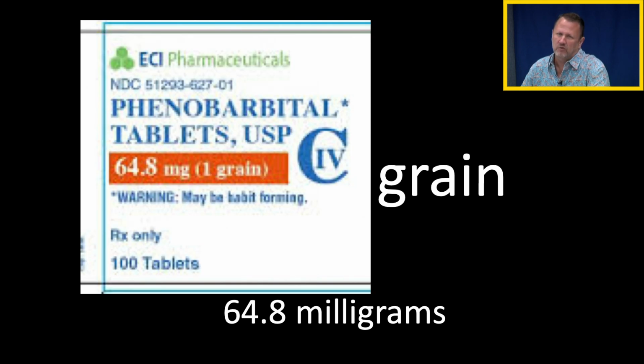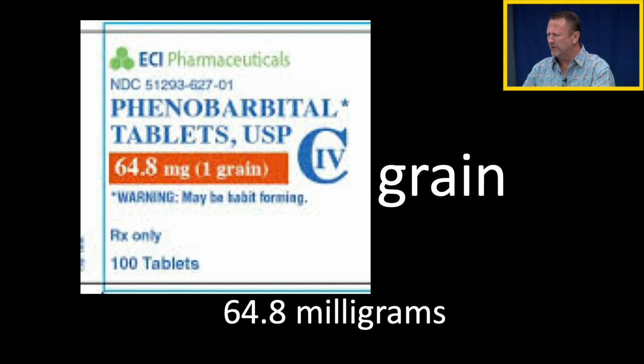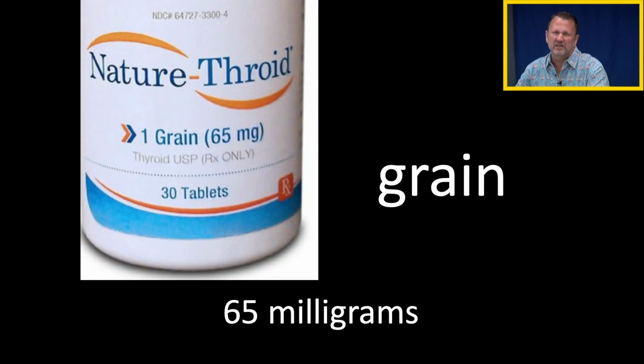Right here, a grain is 64.8 milligrams. Here, the manufacturer is making Armour Thyroid. One grain is 65 milligrams. Right, that's rounding up 64.8. That rounds up to 65. That's fine. Right, a grain, 65 milligrams.